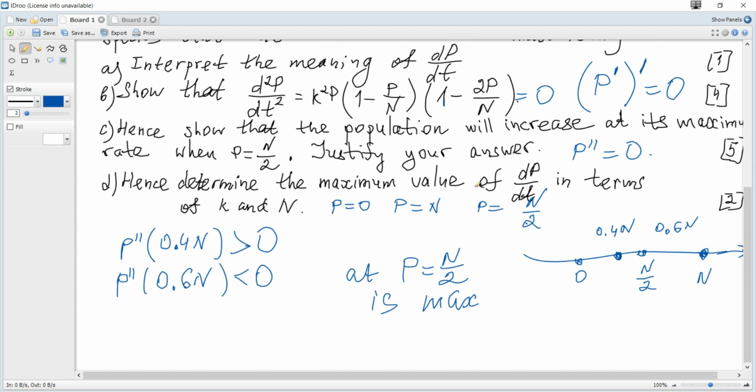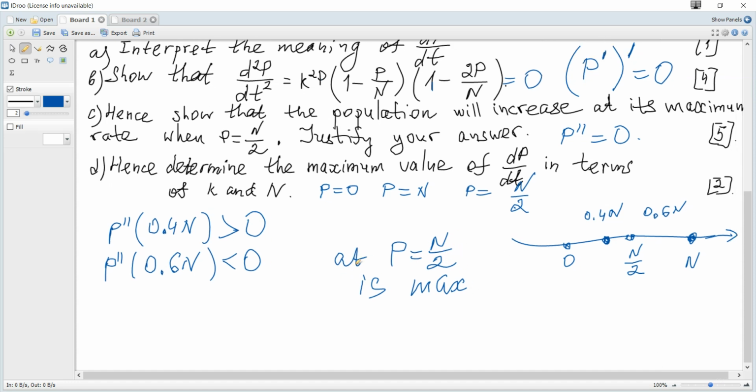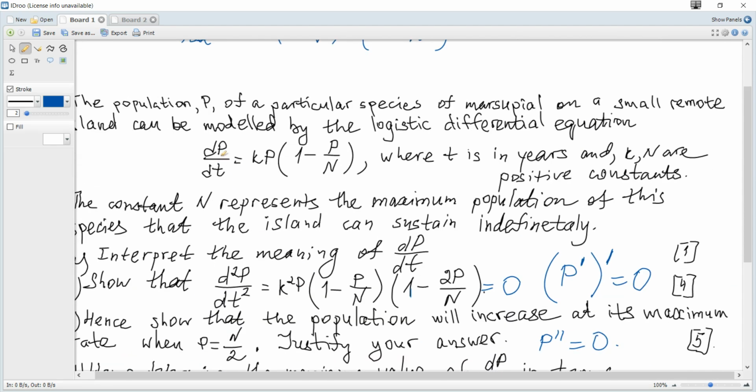And determine the maximum value of a given function, dp/dt. The maximum happens when P is N over 2, but to find the maximum value of a function, we need just the first derivative, because the given function is the first derivative of P, the rate of change of the population, and we should consider it at the point N over 2.